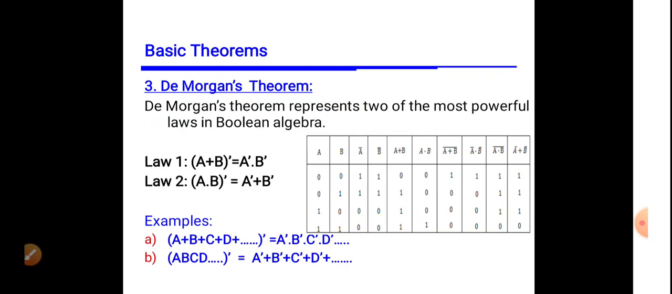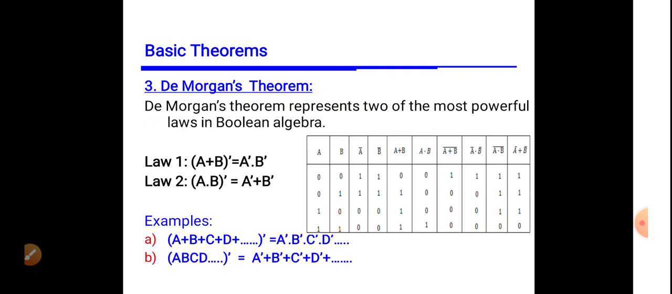And the next most important theorem is De Morgan's theorem, which is the most powerful theorem in Boolean algebra. De Morgan's theorem states that A plus B whole complement is equal to A complement dot B complement.